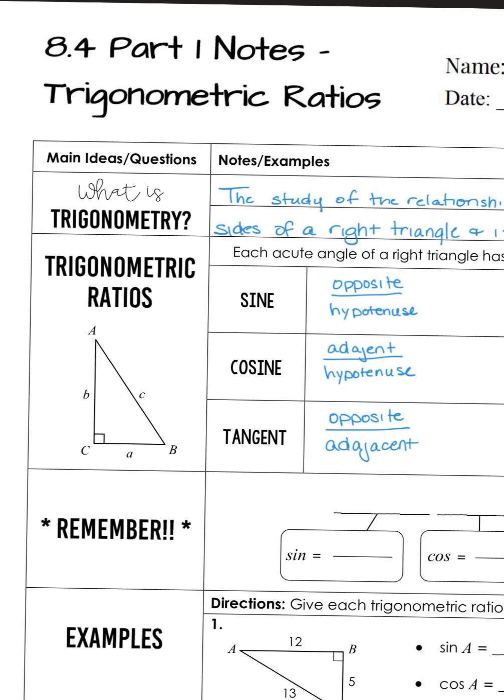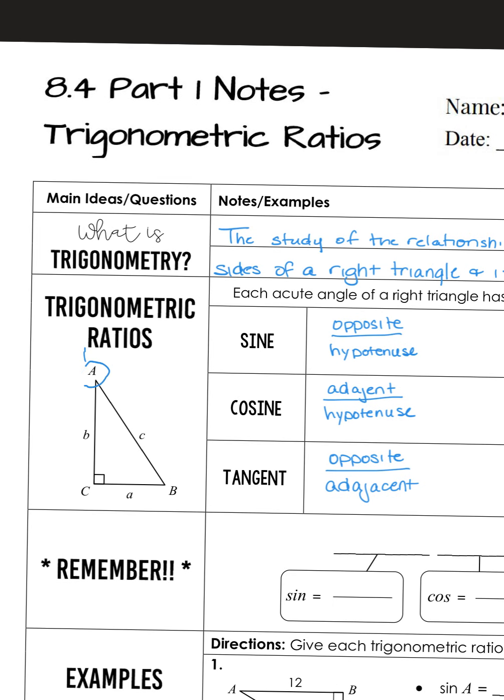All right, so for instance, if I look at angle A specifically, the side that is opposite angle A is the side that is way over on the other side of the triangle. So it does not touch my angle. That would be my opposite side. The box we know points to the hypotenuse. And then the other side would be your adjacent side. So this would be my adjacent side. So an adjacent side touches our angle.